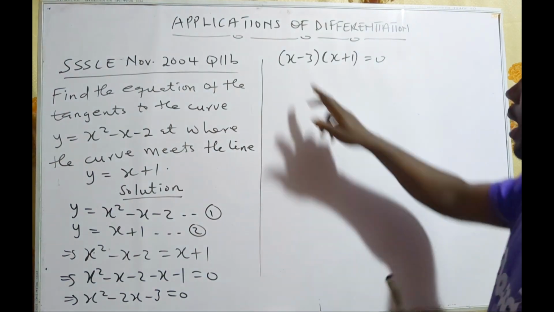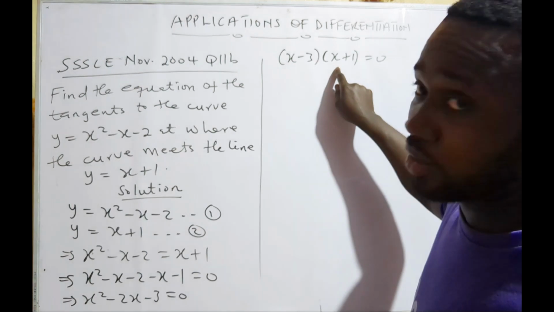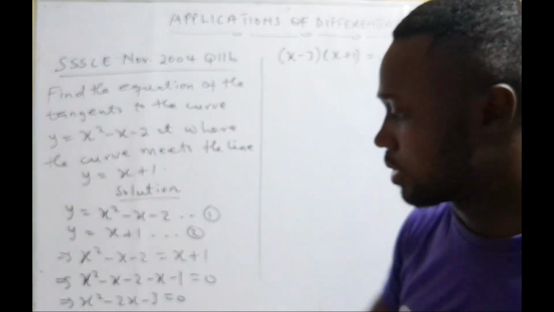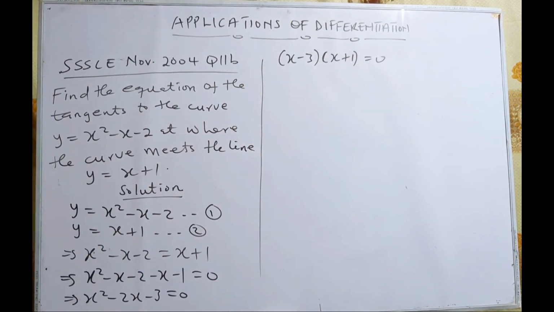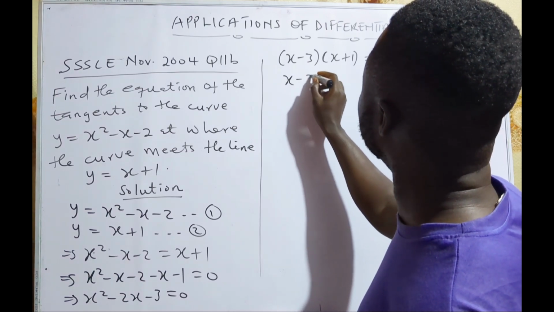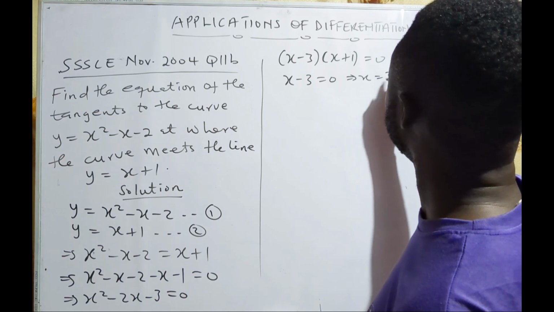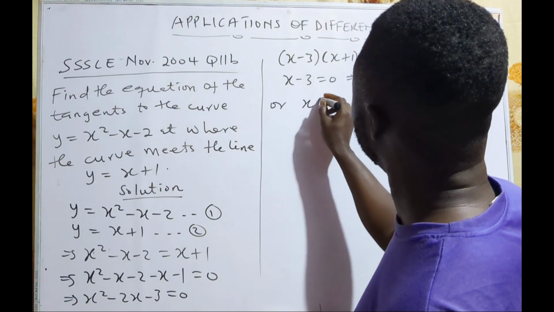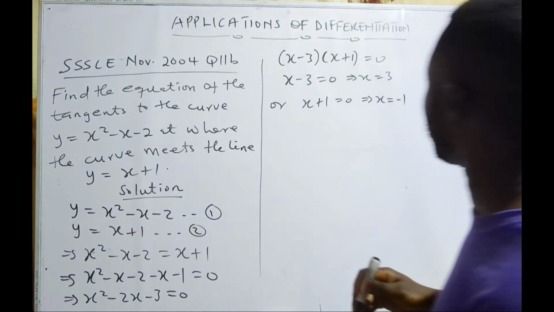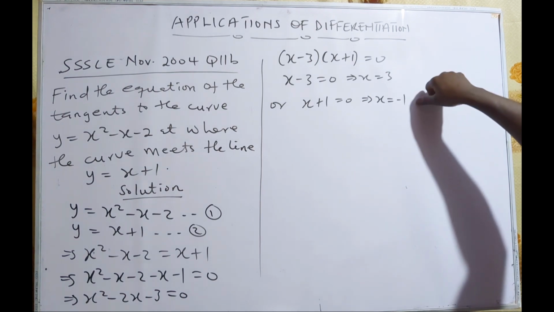Alright, so x times x will give me x squared, x times 1 will give me x, minus 3 times x will give minus 3x, 1 minus 3 will give me minus 2, and minus 3 times 1 will give me minus 3. You can also use a calculator to factorize this. So we have x minus 3 equal to 0, where x is equal to 3, or x plus 1 equal to 0, which implies x equals negative 1. So we can have x equal to 3 or x equal to negative 1.